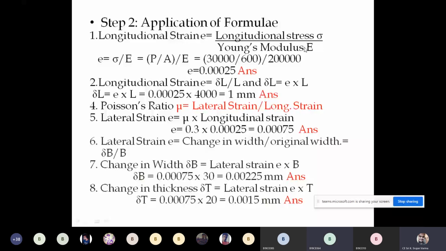Only delta L is increased. Only delta L is increasing. Who is that? What's your name? 64, sir. Right. Very good. Very good, Chakradhar. Only delta L is increasing. When delta L is increasing, what happened to the other ones, delta B and delta T? Will they increase or decrease? They will decrease. Okay. Right. Very good.